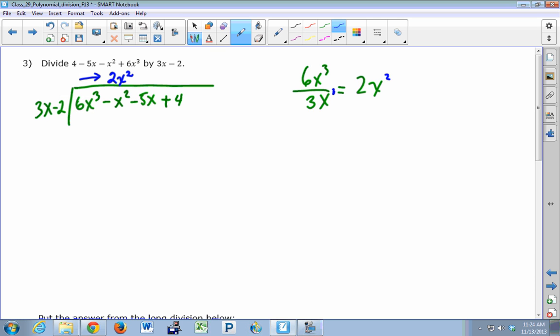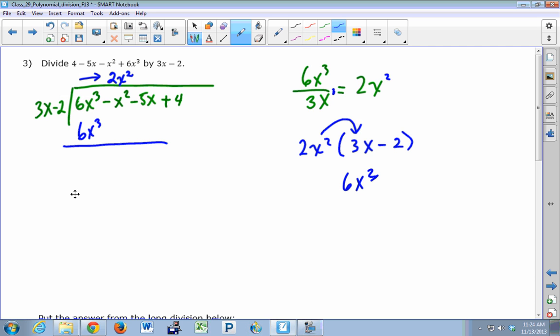Now we do our multiplication. So we do 2x squared times each one of the terms in the divisor. We have to use our distributive property. 2x squared times 3x is 6x cubed, excuse me. You line that up and you say, oh, good, it matches. And then 2x squared times negative 2 is minus 4x squared, and you write that right beside it. Now you have to change the signs of both terms, negative, positive.